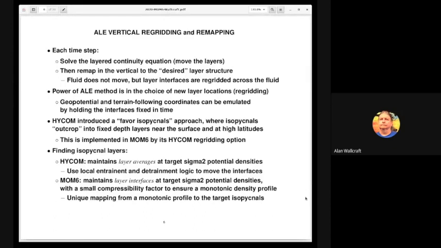The advantage of that approach is there's a unique mapping from a monotonic profile to the target densities. In the case of HYCOM, you can have several different regriddings which give you the same layer target densities, which can cause problems if you don't choose the right one.